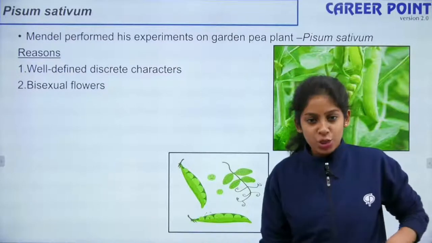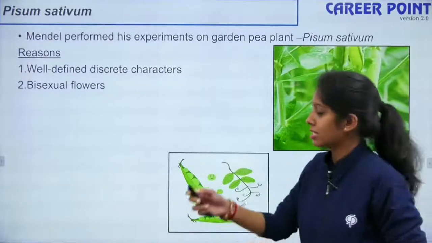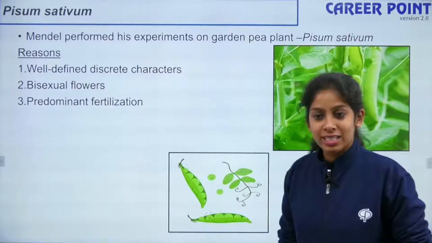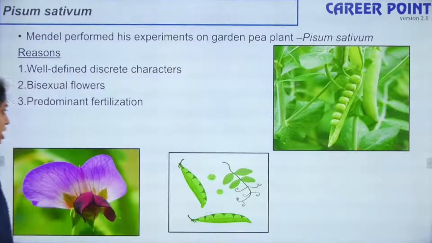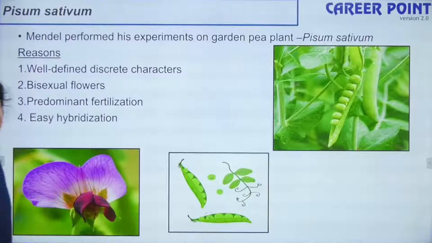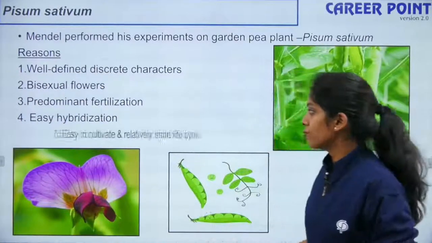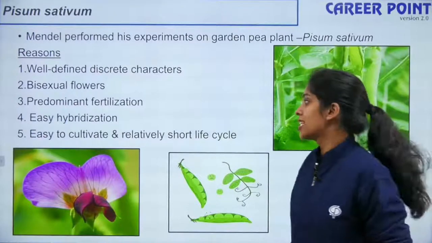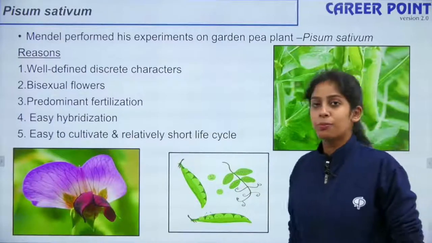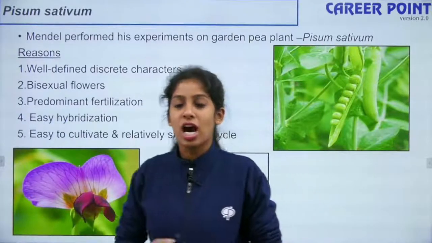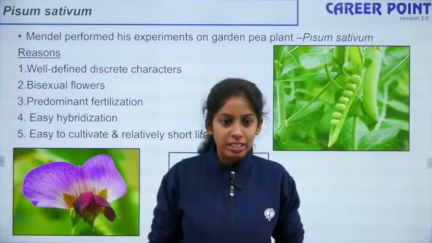It had bisexual flowers. Bisexual means both male and female flowers were present in the plant. So predominant self-fertilization: if it's a bisexual flower, there's the possibility of self-fertilization. Then easy hybridization: it was easy to cross-pollinate also. And last of all, it was easy to cultivate and had a relatively short life cycle. So we didn't have to pay a lot of attention or break our minds on how to cultivate it. It was pretty simple and had a relatively short life cycle.